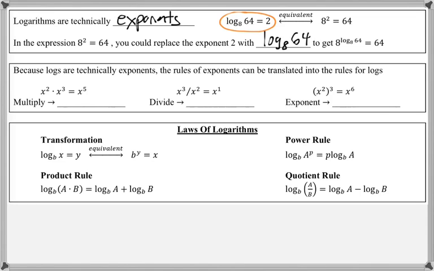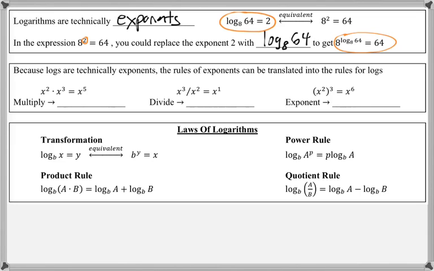So I can replace this 2 with log base 8 of 64. And then 8 raised to log base 8 of 64 is equal to 64. This is a true statement. And this is really just to show that because they're technically exponents, the rules of exponents can be translated into new rules for logarithms.